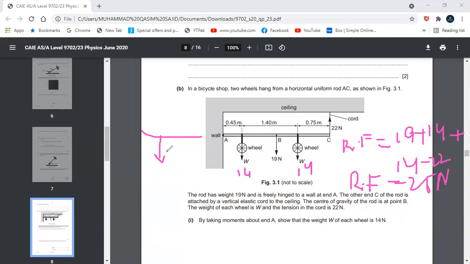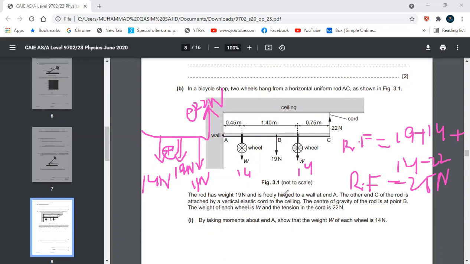First is the value of W equals 14 Newton, that is downward. Second, the weight of the bar, that is 19 Newton. Third, again there is a wheel weight, that is 14 Newton, and then there is a force applied due to the cord, so it is 22 Newton. All the values are positive downward and negative upward. So by taking this, we find the resultant force. Is this clear?